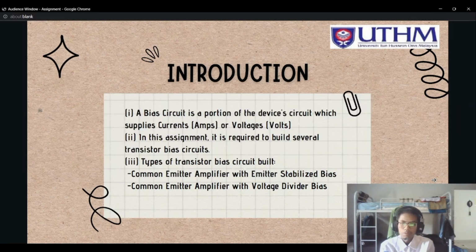The types of transistor bias circuit that we built during this assignment are the common emitter amplifier with emitter stabilized bias, and the common emitter amplifier with voltage divider bias. We will also include the calculation and the simulation in this assignment.